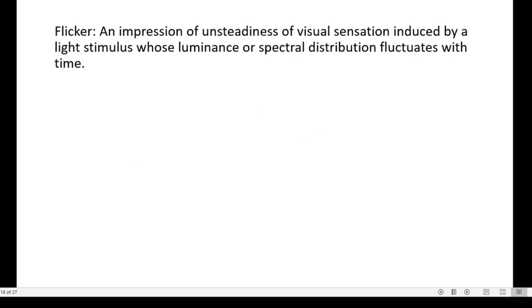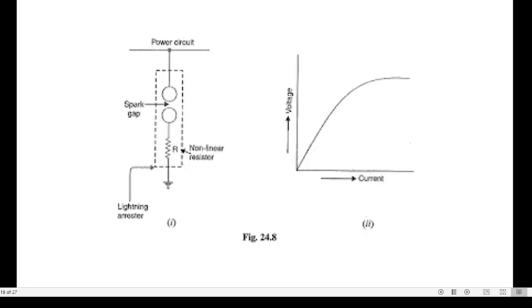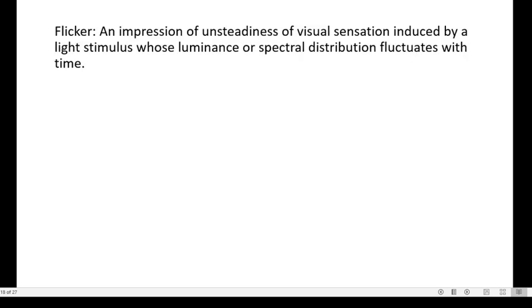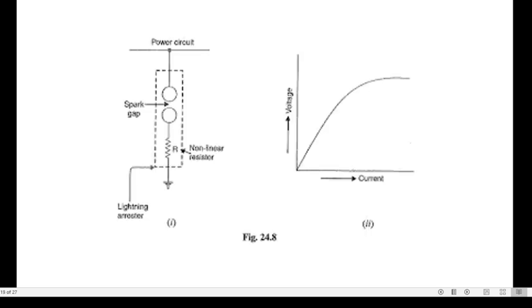What is a flicker basically? An impression of unsteadiness of visual sensation induced by a light stimulus whose luminance or spectral distribution fluctuates with time. So basically, rather than going for the flicker, let us see this simple lightning arrester.